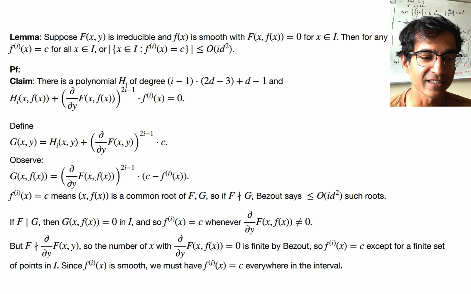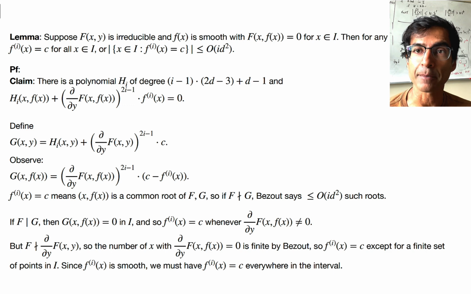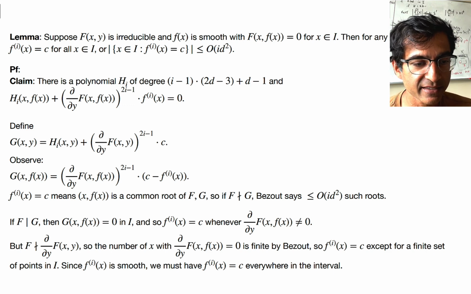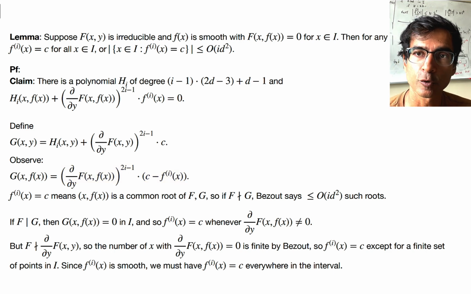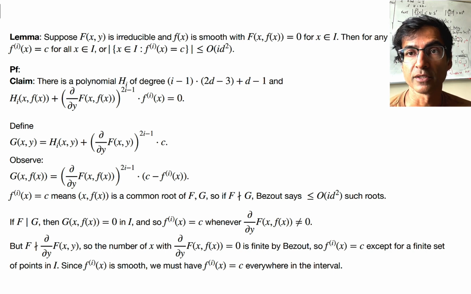Well, in that case, g at (x, f(x)) is equal to 0 in the entire interval I, because capital F satisfies that identity, and F divides g. And that means that either this thing is 0 or this thing is 0. So whenever this is non-zero, this must be 0. So this identity must hold whenever this is not 0. But F cannot divide the partial derivative of F. So the number of points where this is 0 is finite by Bezout's theorem.